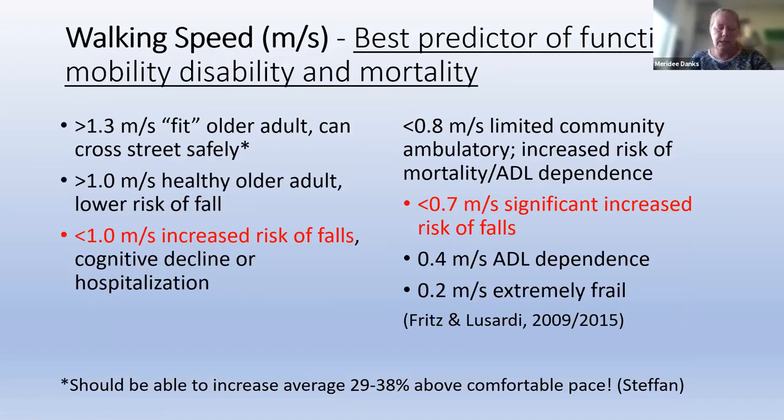This just indicates walking speed on a fit person should be above 1.3 meters per second. And then it shows those key areas where you can get increased risk of falling. Everybody should be able to increase their walking speed to get across the street or parking lot. So we usually test comfortable walking speed and also fast walking speed, seeing if the person is able to increase about 30% above their comfortable walking speed.